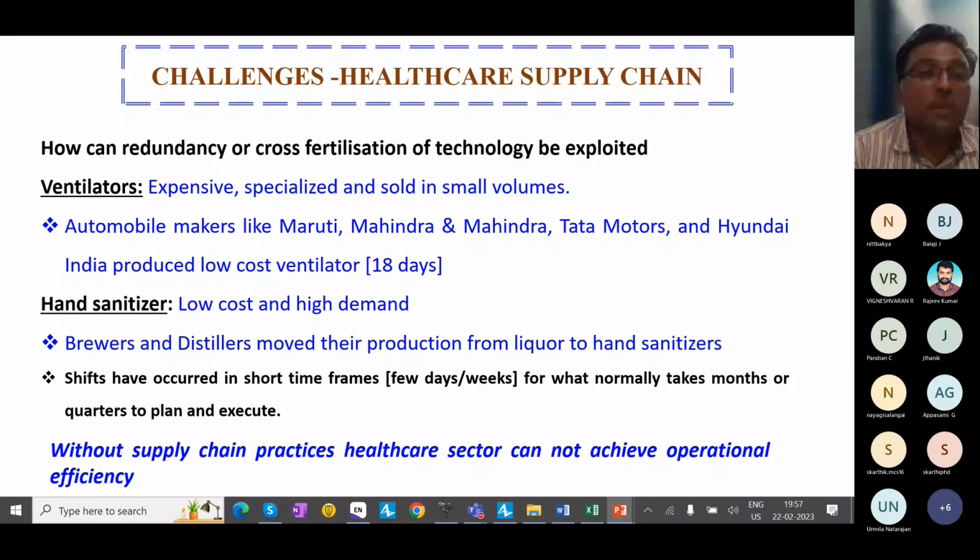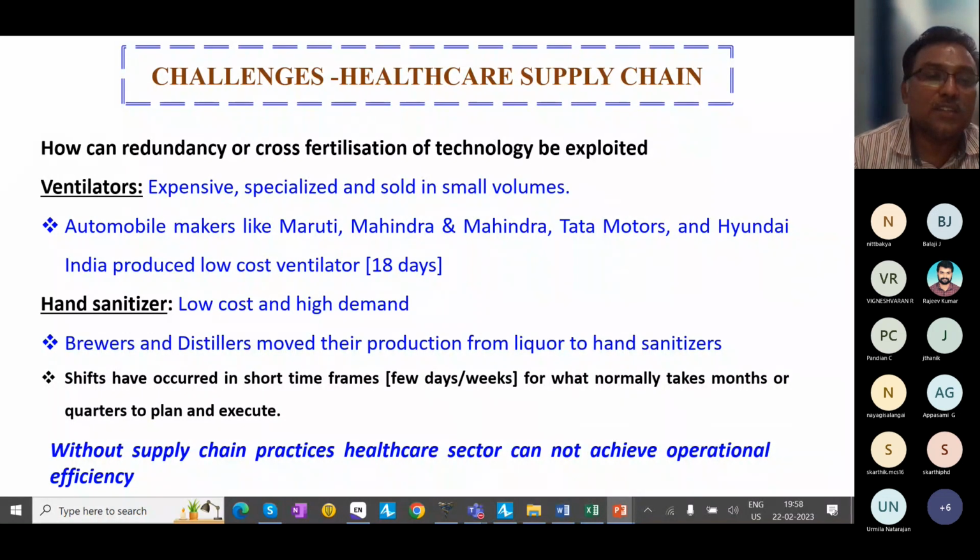When there was a demand, the automobile manufacturers like Mahindra, Ford, Maruti, they were able to produce a low-cost ventilator in 18 days. So this is again material-centric supply chain. Outcome of material-centric supply chain. I told you they should be resilient enough. This is the outcome of that. So within very short time notice, they could come back because they have some technology related to the compressor and all in a car. So with the cross fertilization of technology, they were able to achieve this. You can find a lot of papers on each of these topics, right?